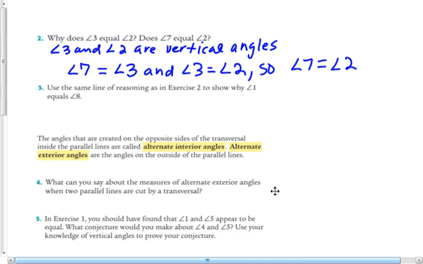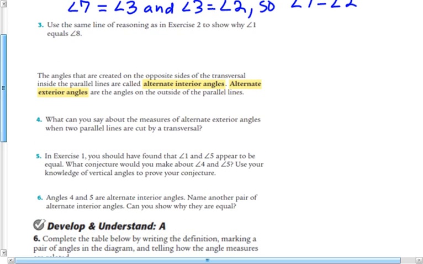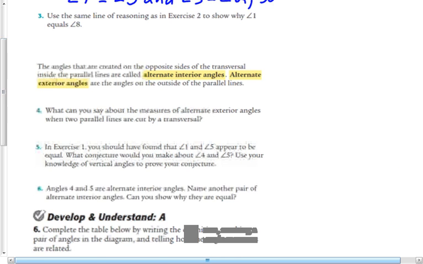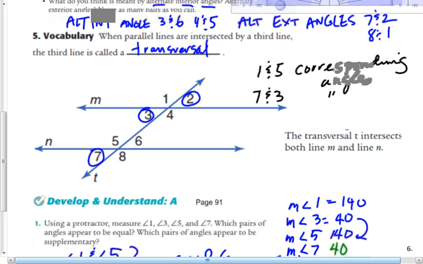And then number 3 says use the same line of reasoning in exercise 2 to show why angle 1 equals angle 8. All right, you can go ahead and do that on your own. But what we're finding here is that certain pairs of angles are equal when we have two lines cut by a transversal. I'm going to show those and highlight them for you. This 2 and this 7 we just found out are equal. Likewise, the 8 and the 1 are equal. Those are alternate exterior angles. When two parallel lines are cut by a transversal, the alternate exterior angles are always equal.